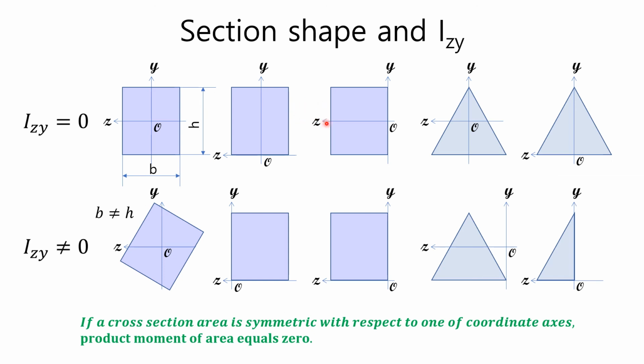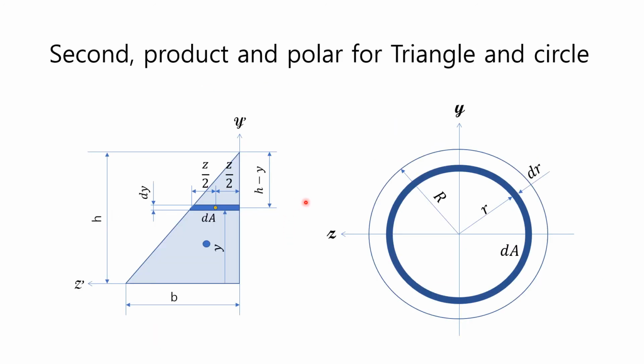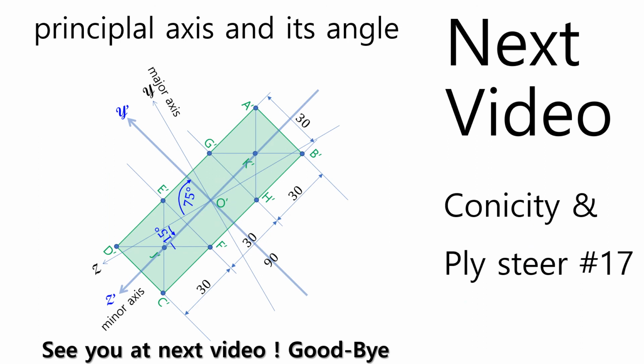If you watch the previous videos, you can easily understand upcoming videos. In the previous video, E0042, I explained the second and product moments of area for rectangles and triangles. Recently, I explained the second, product and polar moments of area for a triangle and a circle. The next video will be Conicity and Plicity, part 17, moment of area, part 5. I will explain the principal axis and its angle from the reference axis.